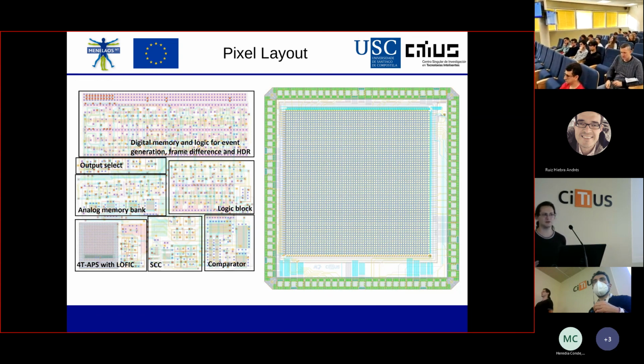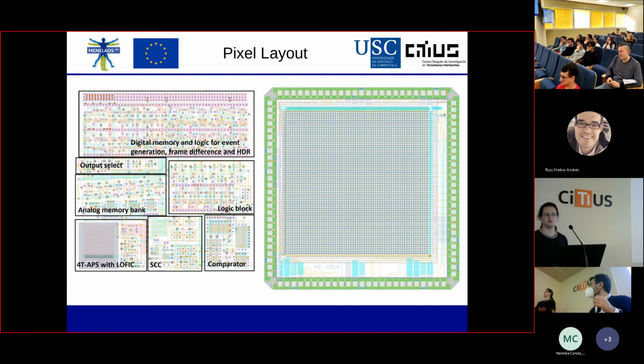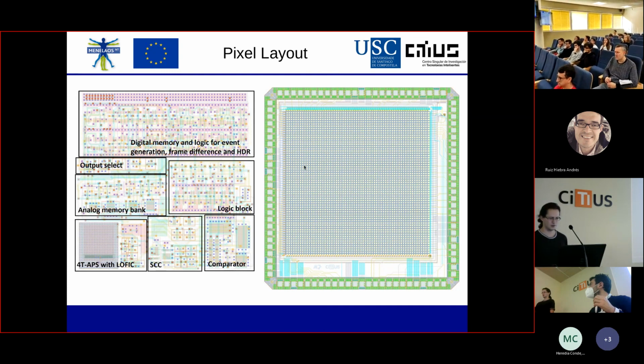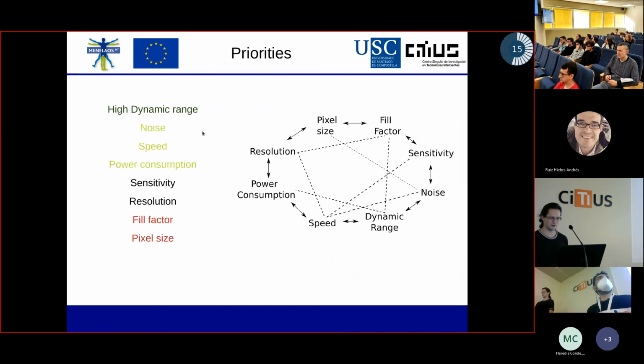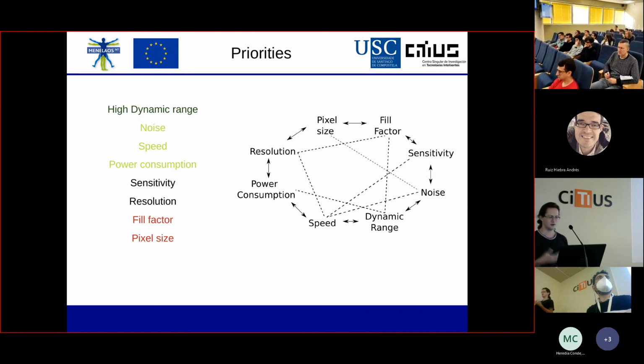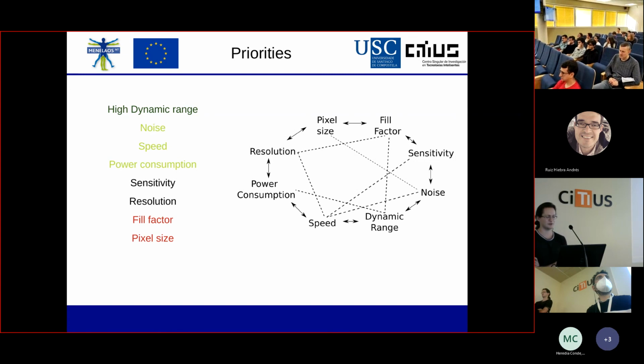For instance, when I first did it, it was 42 times 42 micrometers. Then I did one iteration of post-layout simulations to lower it to 32 times 32 micrometers. On the other hand, why it's so big is because I was fighting against this mismatch. Let's go back. The priorities: noise is the second. This is what I said, and I was like 5-6 months into the design, so you cannot really change it fast. And I said, well, fill factor and pixel size are my dump set. And well, this is how it turned out.